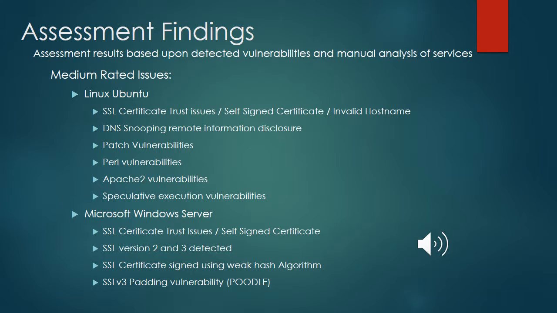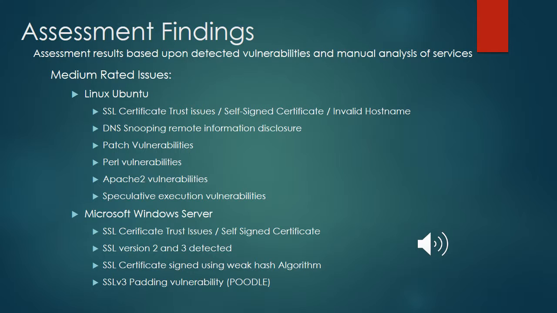Next, the Windows server had similar issues with the SSL certificate, but this was installed on the HTTPS service. It also found SSL version 2 and 3 detected. This could have been resolved by enforcing TLS, preferably 1.2 or higher.